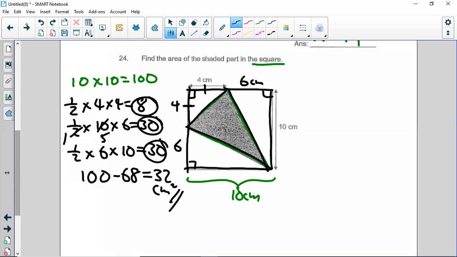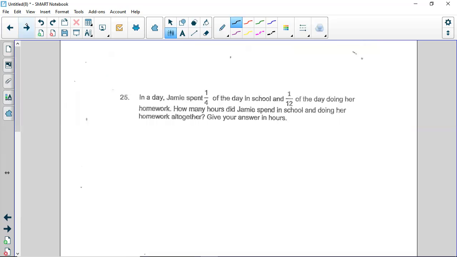Okay, we are coming to the end soon. Now, in a day, Jamie spent 1/4 of the day in school and 1/12 of the day doing her homework. Now this problem gets some students confused, because there are two fractions there. So when you see fractions, you need to ask, what are they generally talking about? So 1/4 is talking about the day, and the other fraction is also talking about the same day.